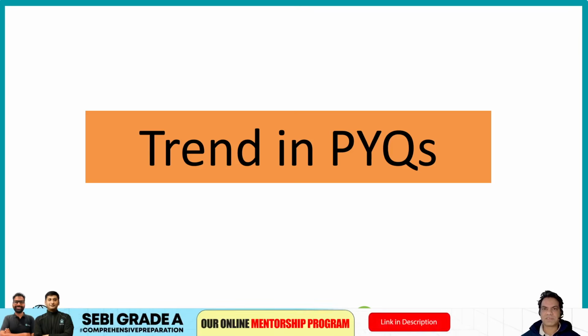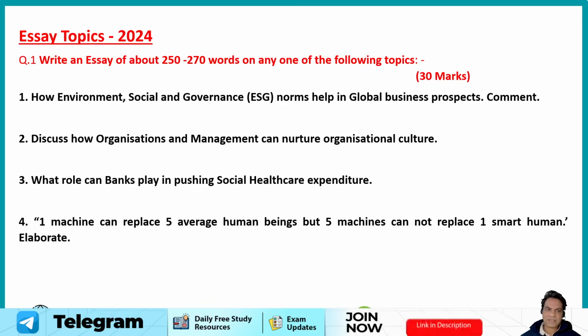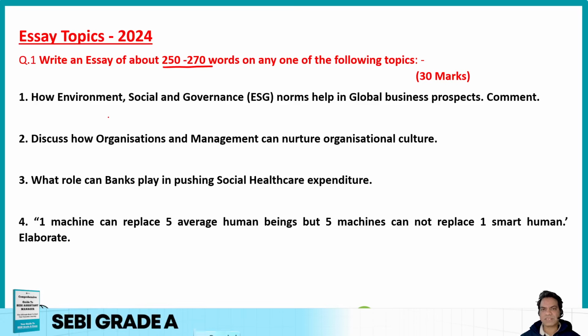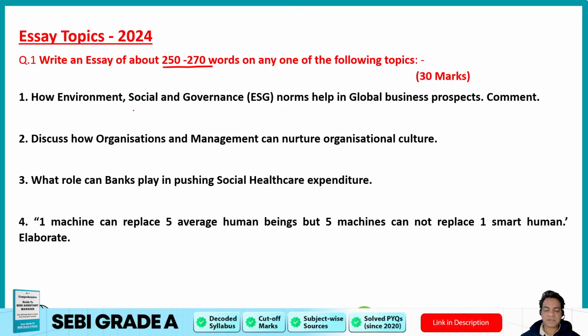What have we observed in the PYQs, and then we will analyze the PYQs as well. So guys, let's look at the topics that were given to the aspirants in the year 2024. The word limit for the essay was 250 to 270 words, and the weightage was 30 marks. The first topic was how environment, social and governance norms, ESG norms, help in global business prospects. This is very relevant for this year, considering the India EU trade deal, right?